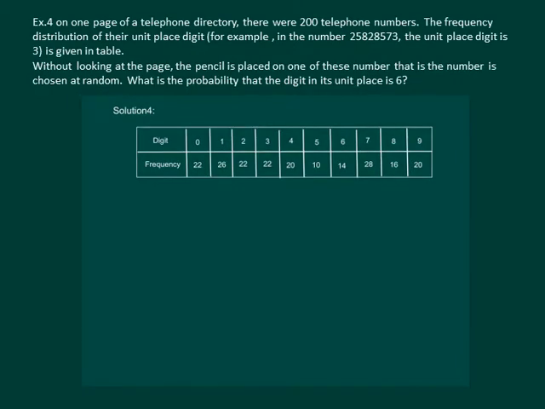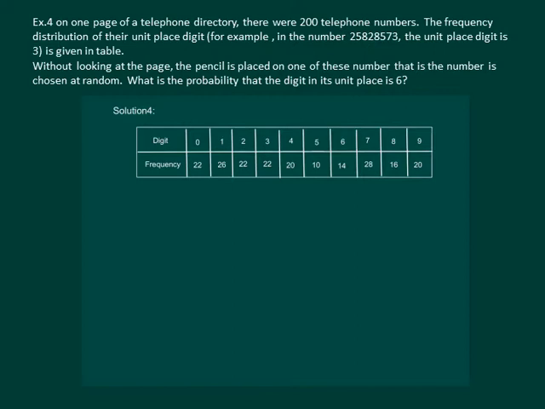Let us read the question. On one page of our telephone directory, there are 200 telephone numbers. The frequency distribution of their unit place digit is given in the table. Without looking at the page, a pencil is placed on one of these numbers, that is, the number is chosen at random. What is the probability that the digit in its unit place is 6?